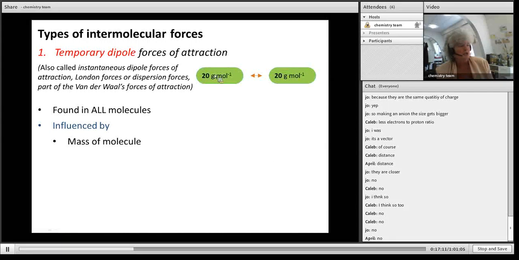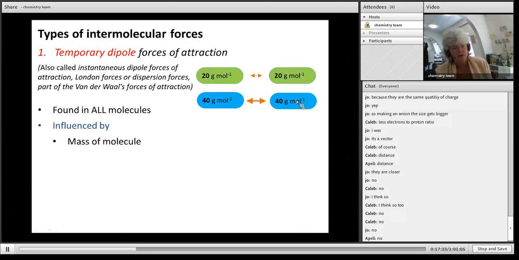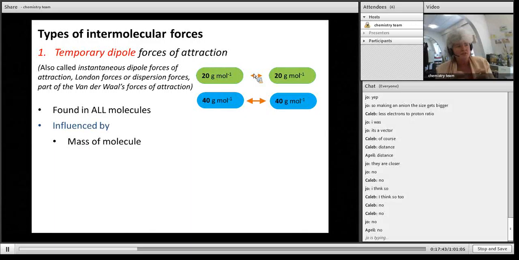So what I'm trying to show here is, here's my non-polar molecule. It could be polar as well, but just for argument's sake, there's attraction between them. If I double the mass, I'm going to make a much stronger attraction between them. So it'll be harder to separate these two molecules. I'm going to have to put in more energy to move the molecules away from each other. It requires more energy for this one than that one.